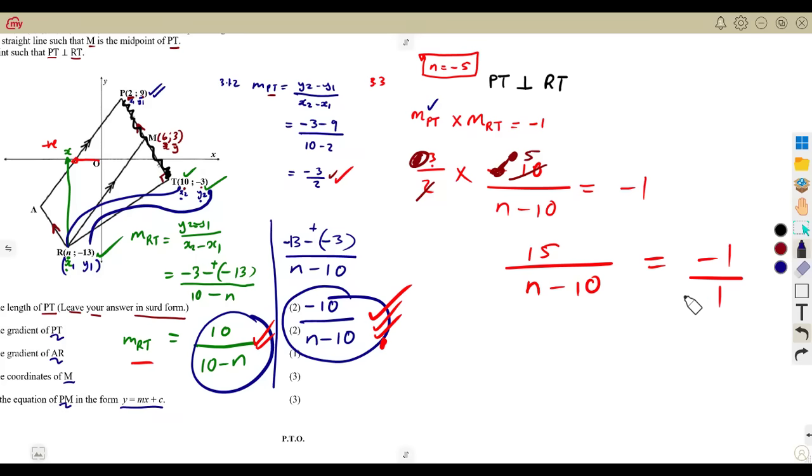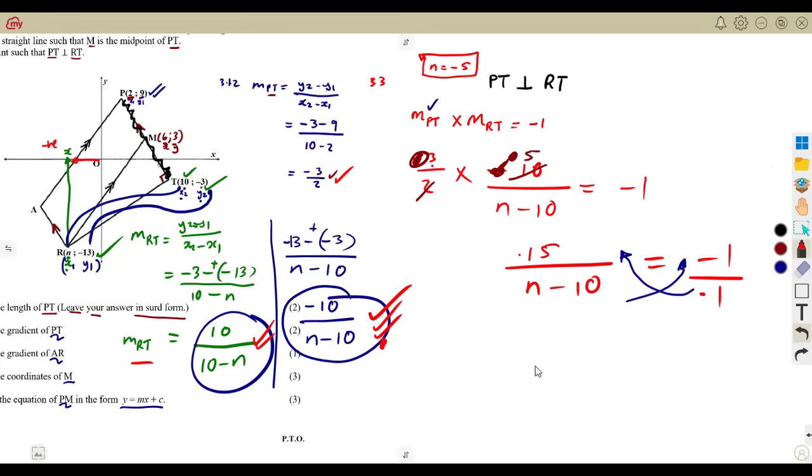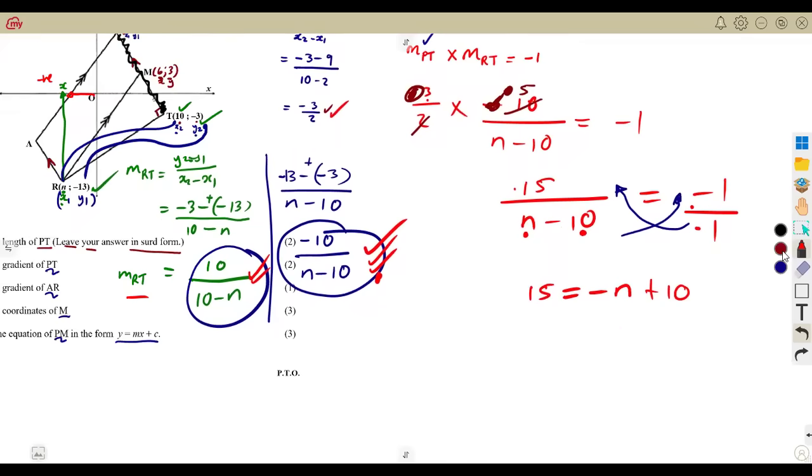So cross multiplication is now necessary because we've got just two fractions, one on the left and another one on the right. 1 times 15, that's 15, is equal to negative 1 multiplies everything. So it's negative 1 times n, which is negative n. Negative 1 times negative 10 gives us a positive 10. So you can take the constants, the 10, to the other side, it was going to be a negative there. So 15 minus 10, that was going to be 5, is equal to minus n.